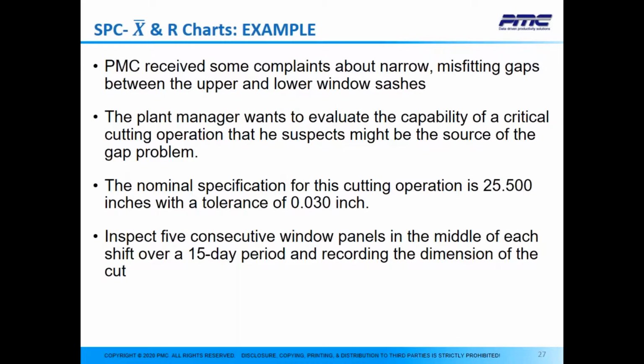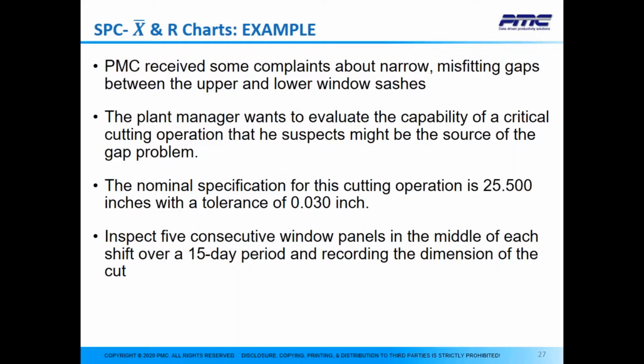In this case, PMC received some complaints about narrow misfitting gaps between the upper and the lower window sashes. The plant manager wants to evaluate the capability of a critical cutting operation that he suspects might be the source of this gap problem. The nominal specs for this cutting operation is 25.500 inches with a tolerance of 30 thou.